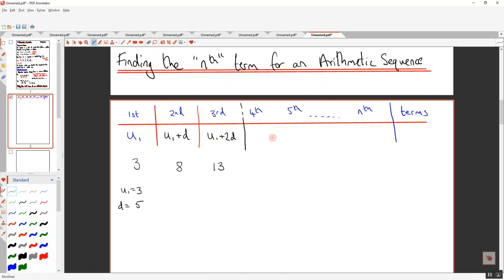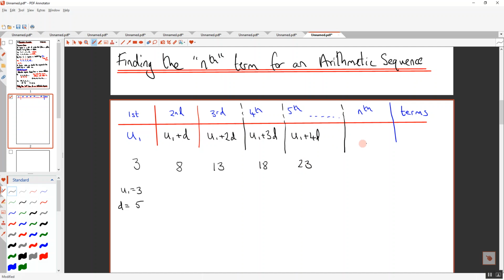What about the fourth term? Yeah, because you're adding on another common difference. So that would be plus 3d. So it's 3 plus 5 plus another 5 plus another 5. So that's 3 lots of 5, 3 lots of the common difference. And then for the fifth term? Yep, that's 4 lots of the common difference. So 5 fours are 20, so that's 23.